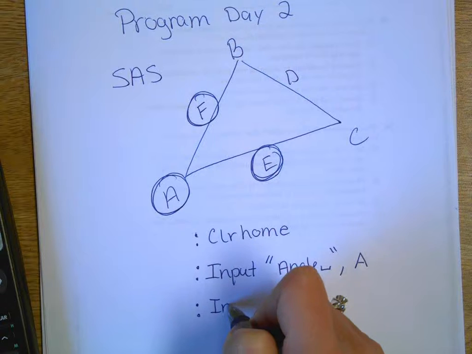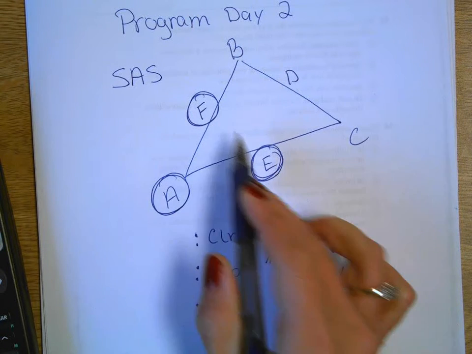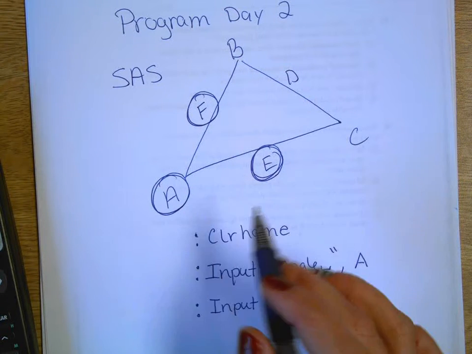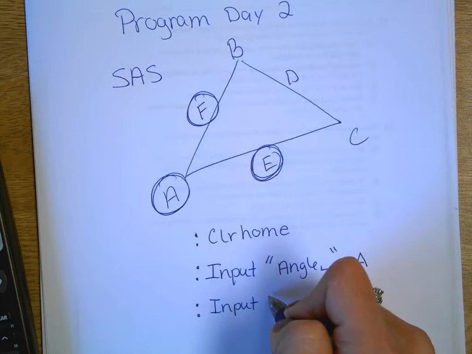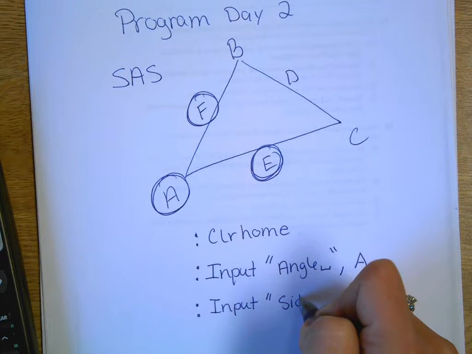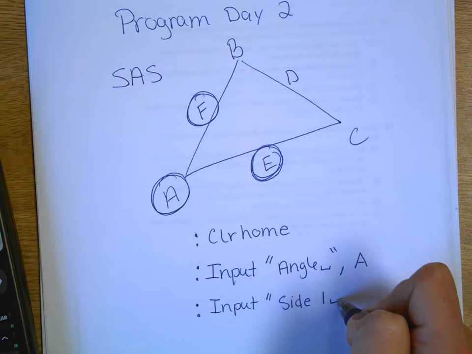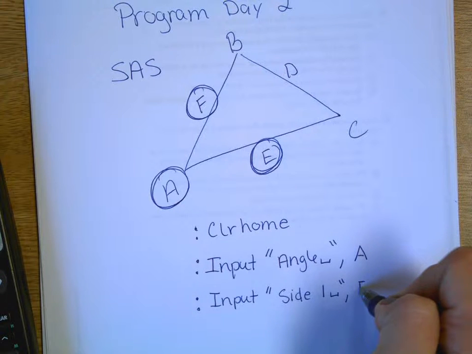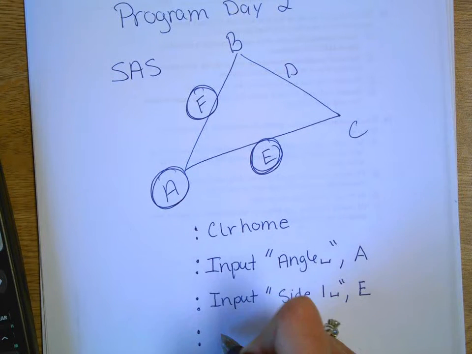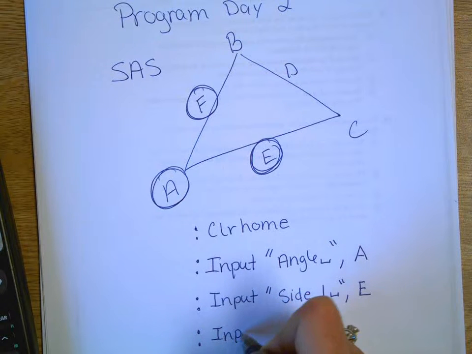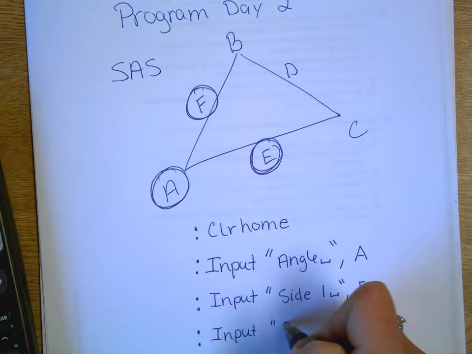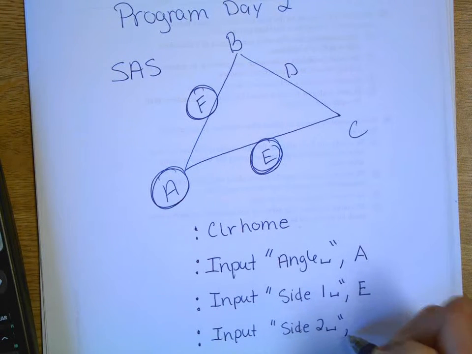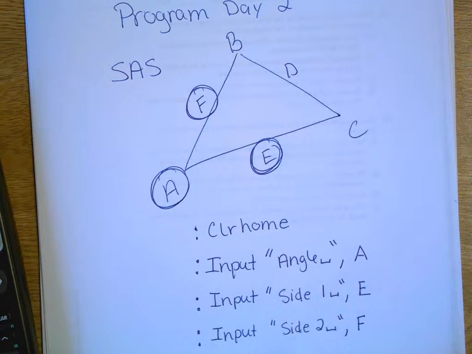Now we want to input. Is there a distinction between these 2 sides compared to the angle? No, they're symmetrical, so it doesn't matter. I'm just going to call them side 1 and side 2. Side 1, space, quotes, comma, E, and then input, side 2, space, quotes, comma, F. All right, start typing.